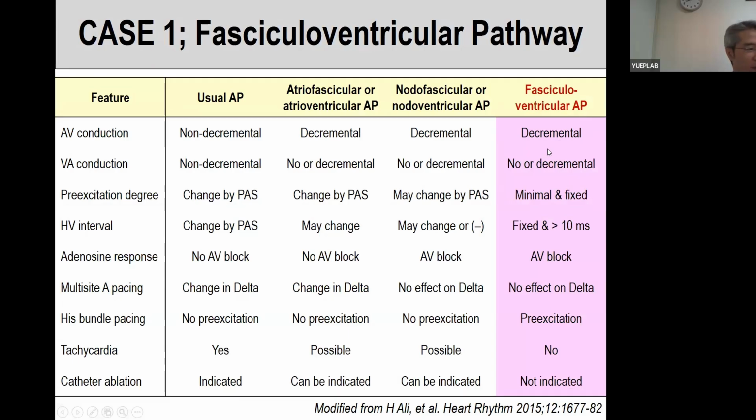In this patient, AV conduction is decremental, VA conduction is also decremental. Pre-excitation degree is almost fixed and minimum. HEV interval is the same. We inject adenosine, we can see the AV block. Multi-site A pacing has no effect on the delta wave. His bundle pacing still shows pre-excitation, no inducible tachycardia, so we didn't ablate this pathway.